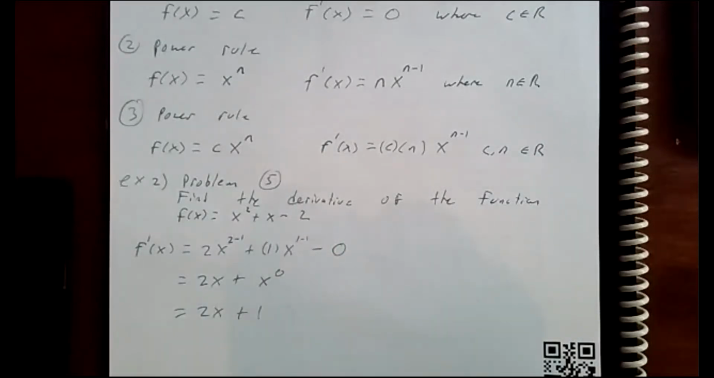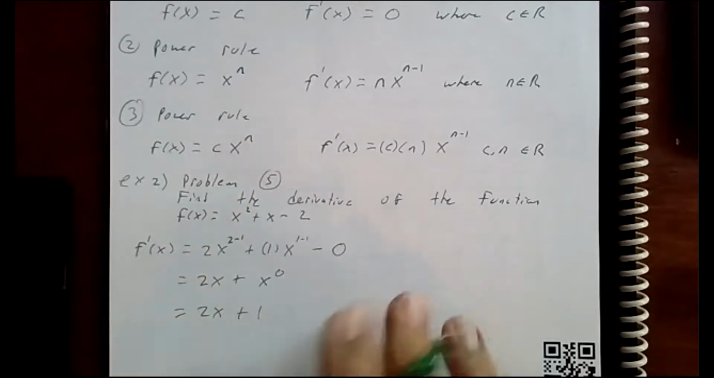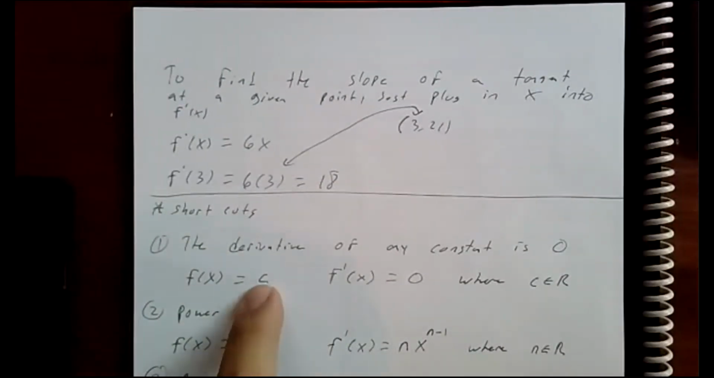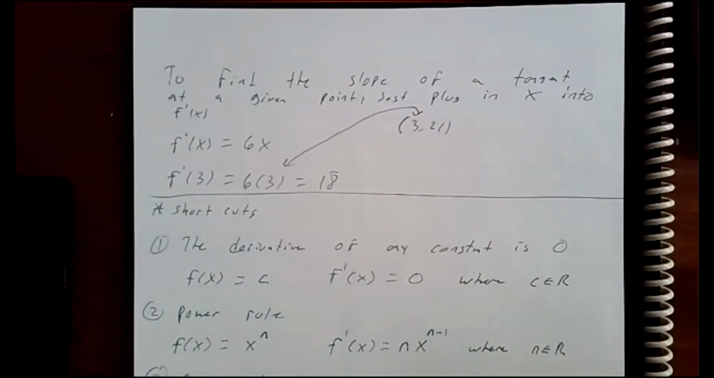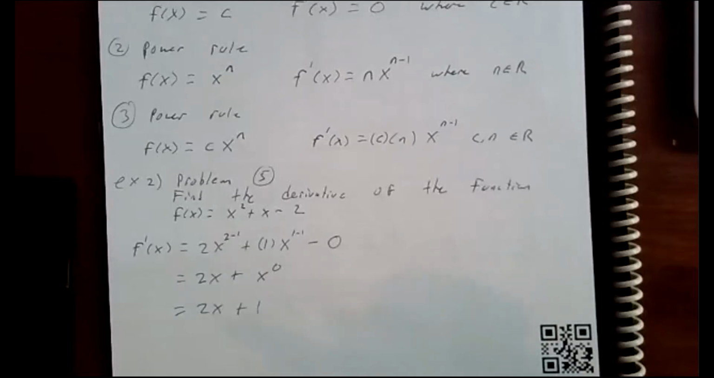And why did the 2 become a 0 at the end? That's the first rule. Oh, okay, I see. So whenever you see a number, it doesn't matter what it is, it's going to be 0 if you take a derivative. Could be pi, it could be a fraction, a decimal, whatever. Okay.